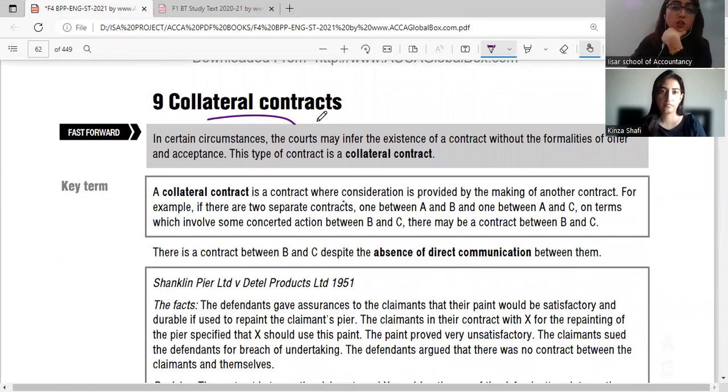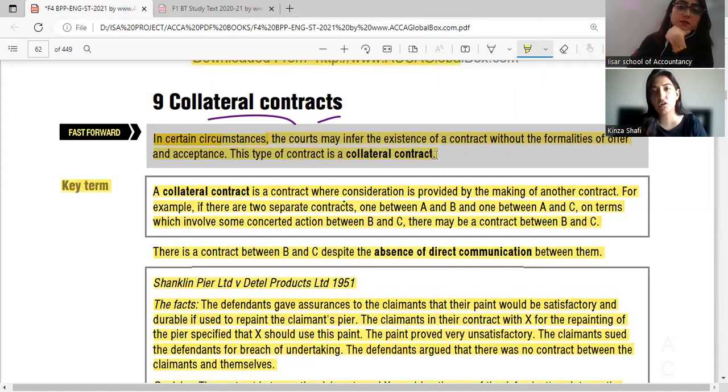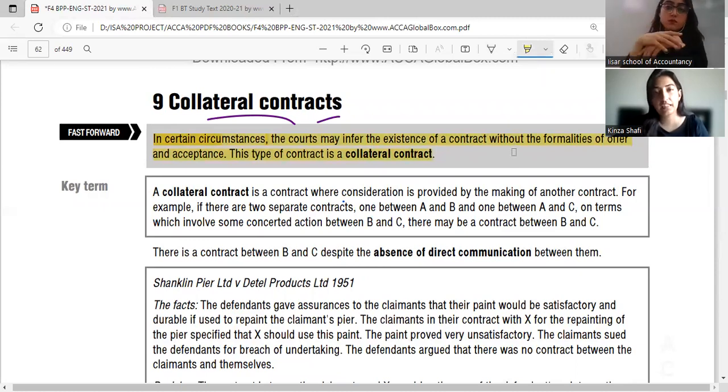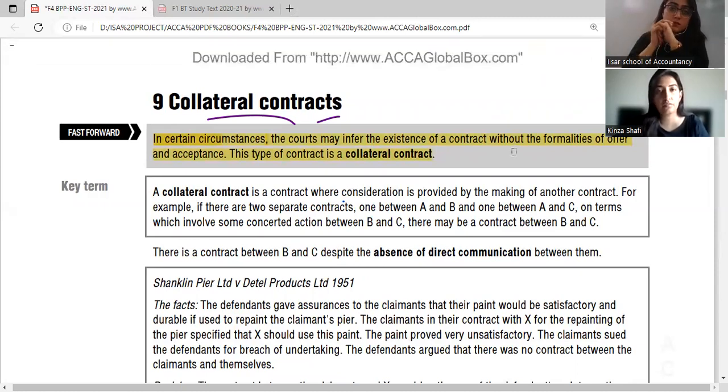Next, collateral contracts. What is a collateral contract? Please read. In certain circumstances, the courts may infer the existence of a contract without the formalities of offer and acceptance. This type of contract is a collateral contract.